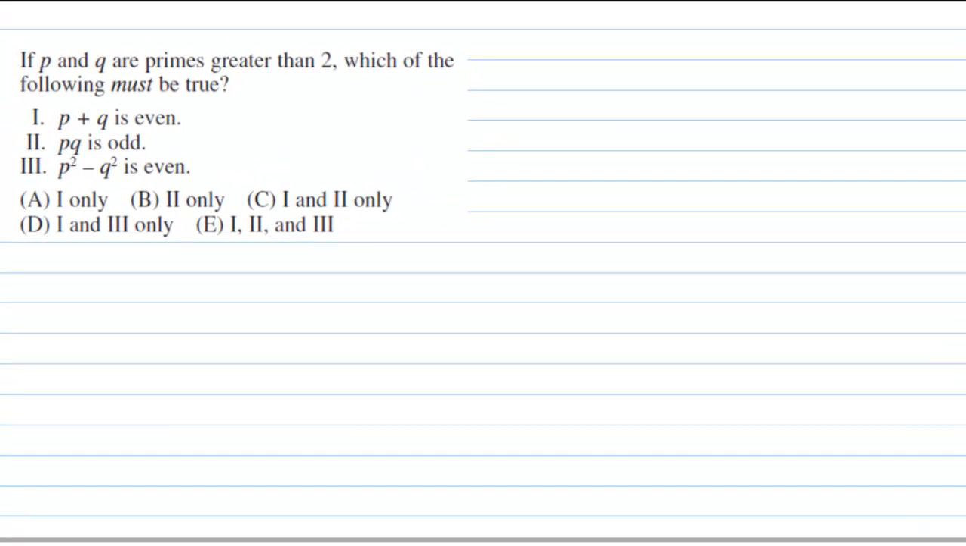All right. This one is about the prime numbers. It says if P and Q are primes greater than 2, which of the following must be true? P plus Q is even. P times Q is odd. P squared minus Q squared is even. And you have the choices down here.